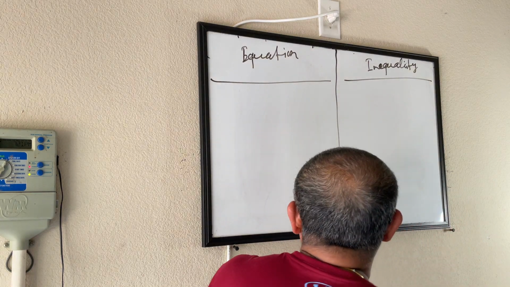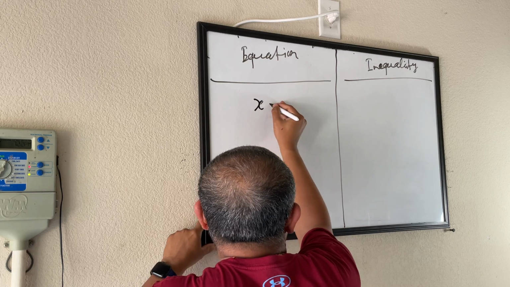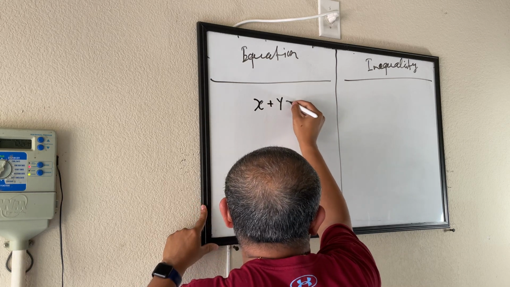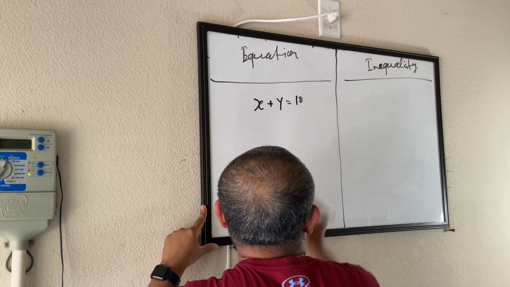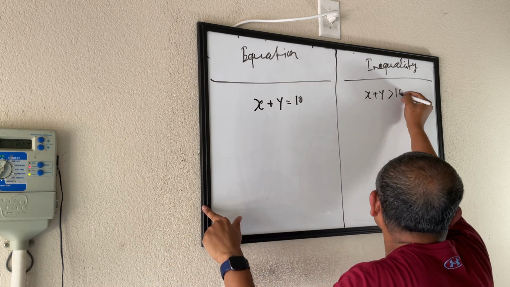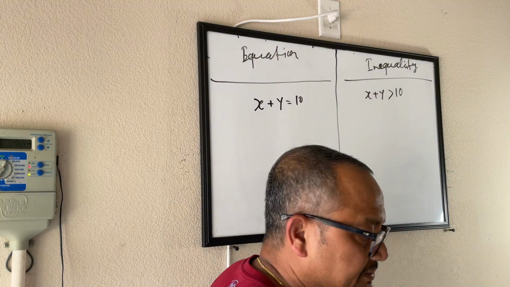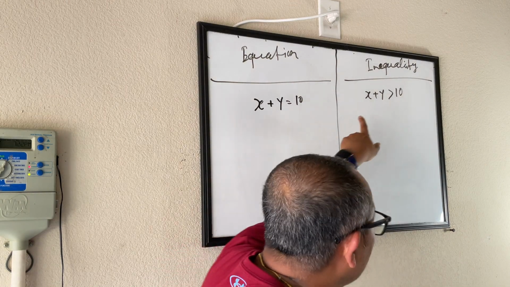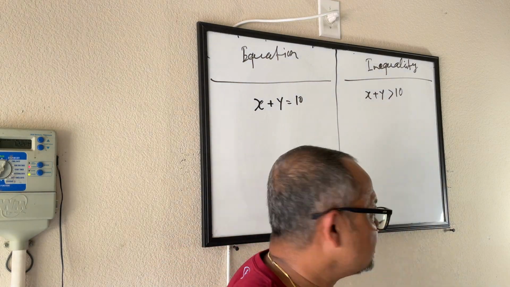So, now let's look at this. I'm picking up a very simple equation, x plus y equal to 10. And I'm saying x plus y is greater than 10. Okay? So these are both linear equations.